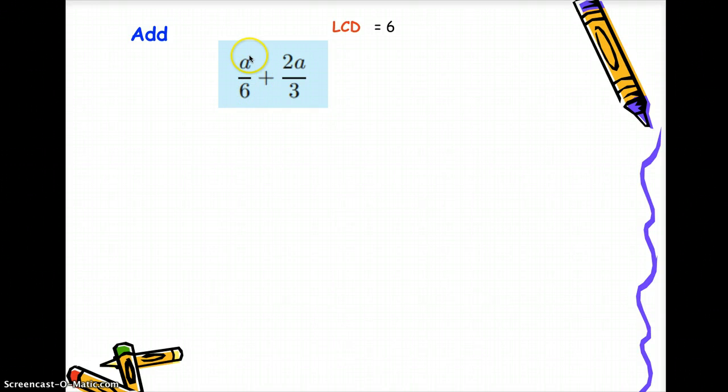This fraction is already fine because it has 6 as its denominator. But for this fraction, we need to change its denominator to 6. We can do that by multiplying it by a certain number. So 3 multiplied by what will give you 6? You need to multiply it by 2. If you multiply the denominator by 2, you also have to multiply the numerator by 2. Once we do that, a over 6 is still a over 6 plus your 2a, after multiplying by 2, becomes 4a, and your 3 after multiplying by 2 becomes 6.